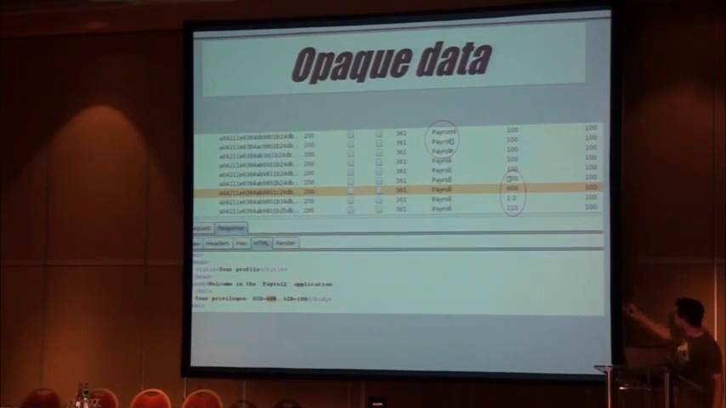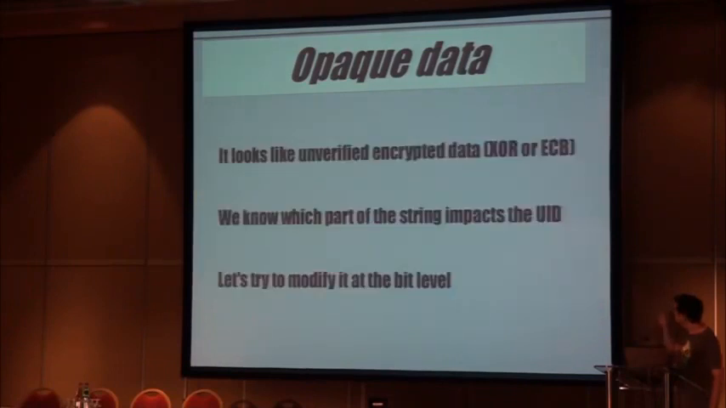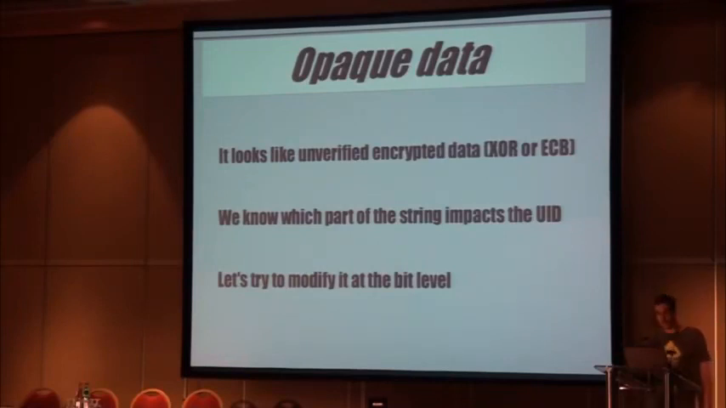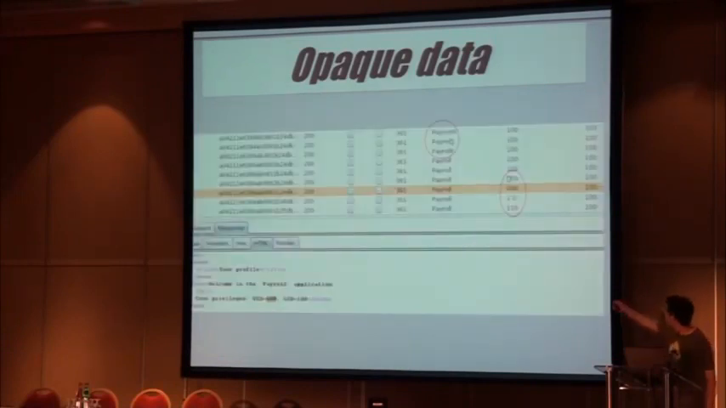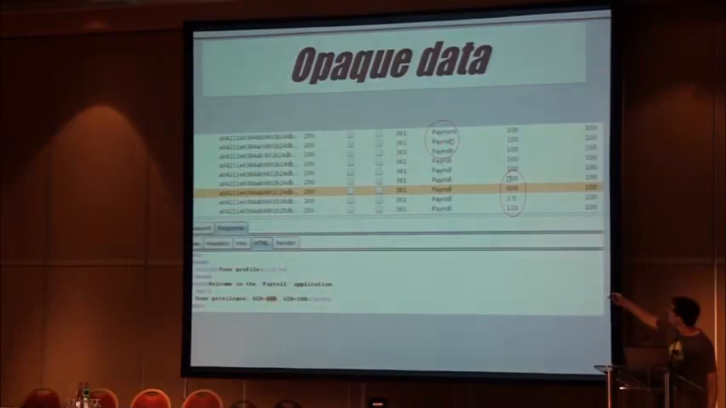This is either XOR or ECB. It couldn't be CBC, because if it's CBC, when you modify the first block, it should modify the second one. And here we modify one value each time, so it's not CBC. And we know which part of the string modifies the UID value. So let's try to play on this specific portion of the string at the bit level. We identified that this part is related to the UID.